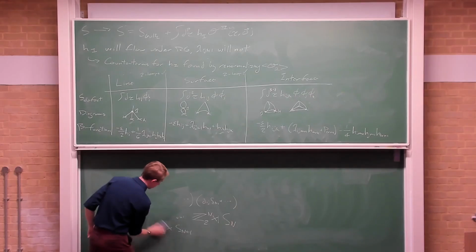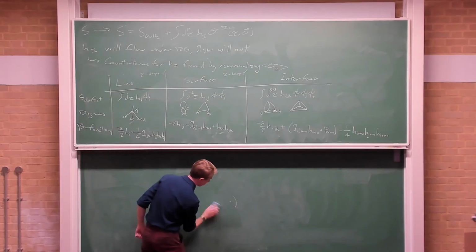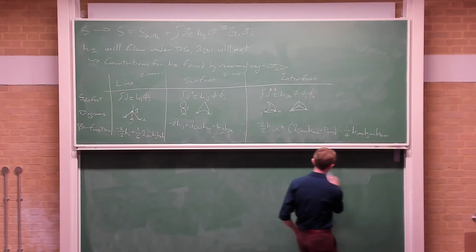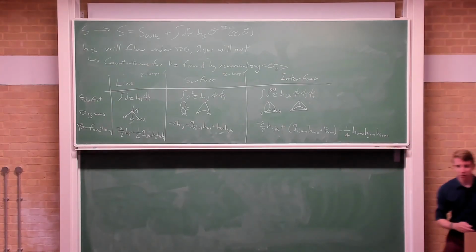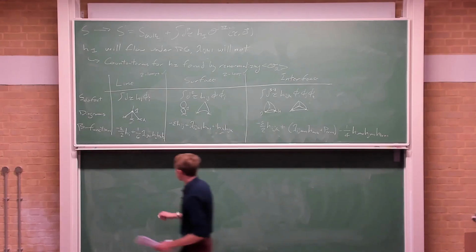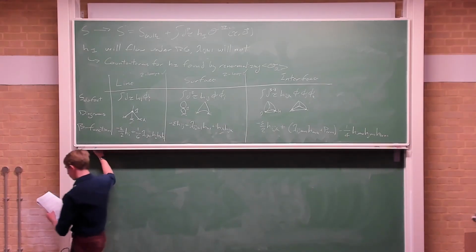The only constraint we'll demand is that it's real and symmetric. That's the only constraint we'll demand. Any other questions? Okay.